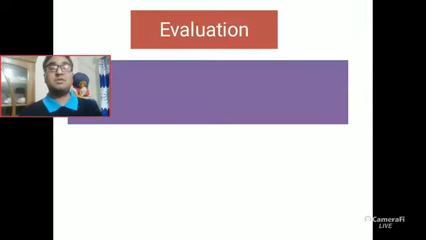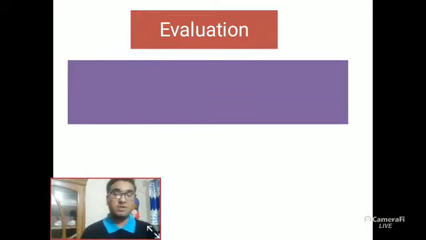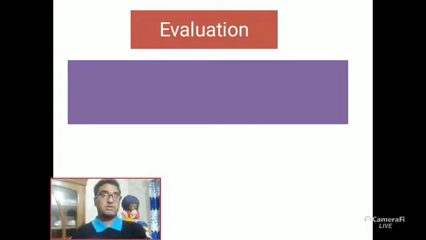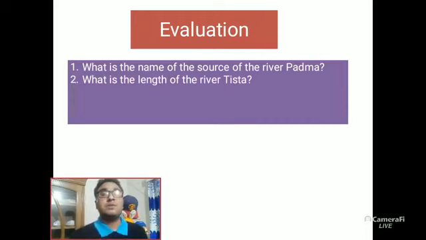Now is the time of the evaluation, and I am going to ask some questions and you will try to answer them. Number one, what is the name of the source of the river Padma? I think you all know the source of the river Padma is Gangotri glacier in the middle of the Himalayas. Number two, what is the length of the river Teesta? The length of the river Teesta is 177 kilometer.